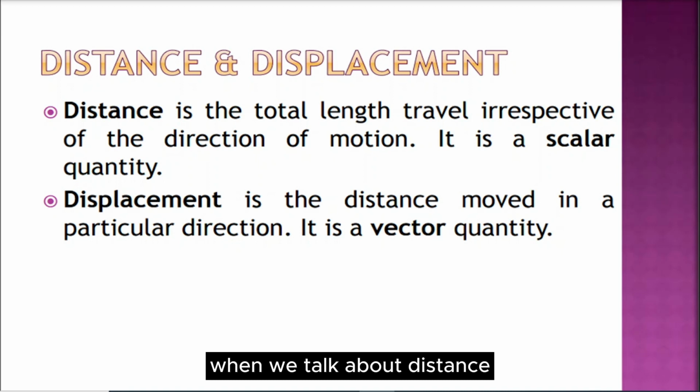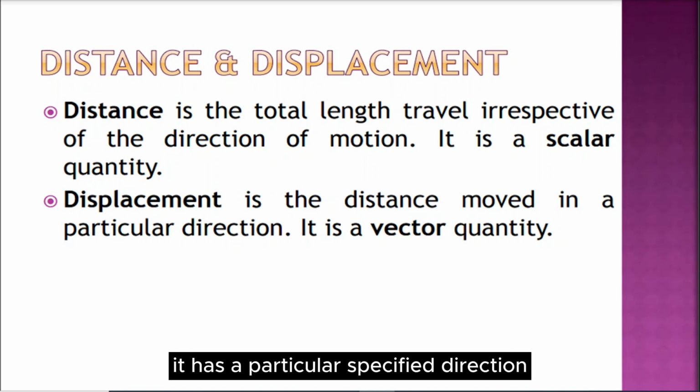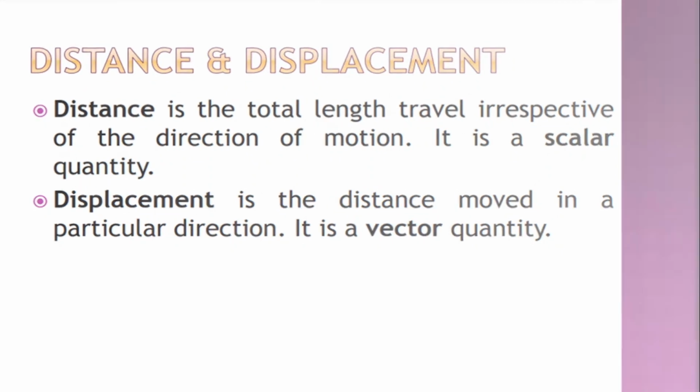Distance has no direction. That's why it is a scalar quantity. Whereas displacement has a particular specified direction. That's why it is a vector quantity.